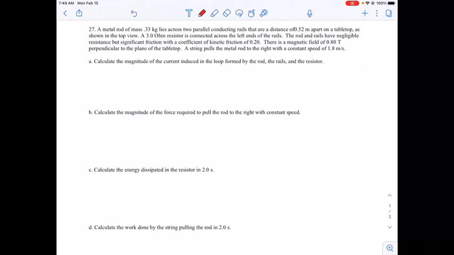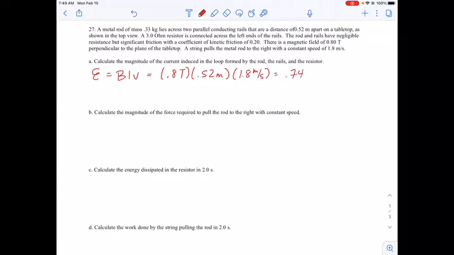Now let's figure out the magnitude of the current needed. What I'm going to do is use this formula, E equals BLV. This is EMF. And this equation works for specifically this scenario. I'm going to take the magnetic field, which is 0.8 Tesla. I'm going to take the length of the wire, which is 0.52 meters, and take the velocity, which is 1.8 meters per second, and I get 0.7488 volts.